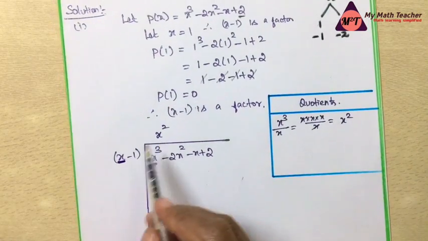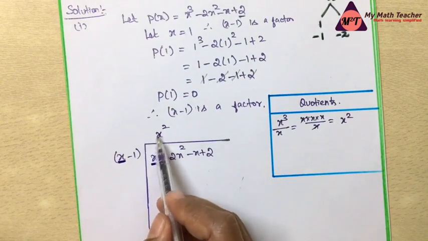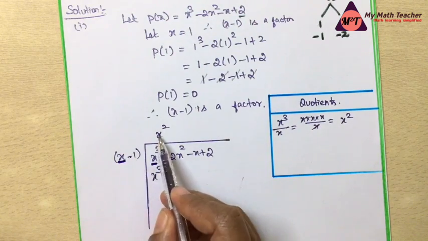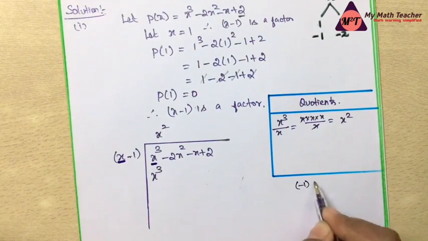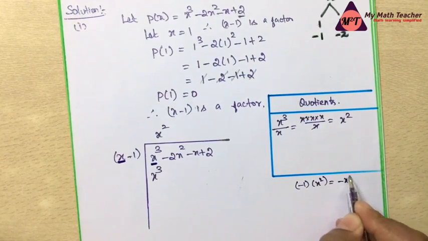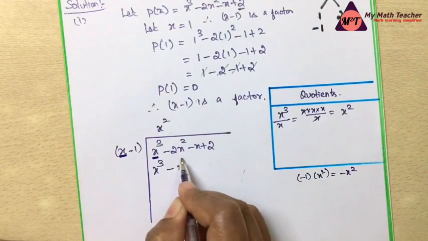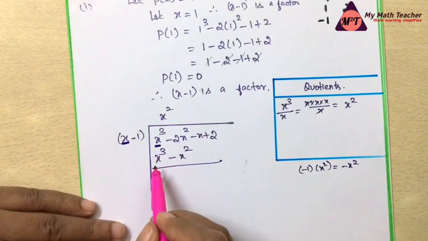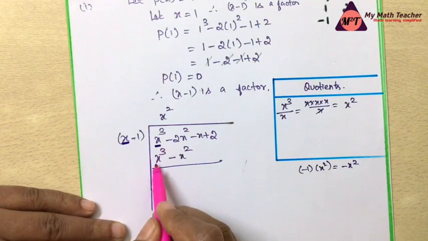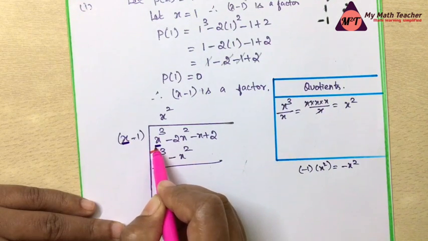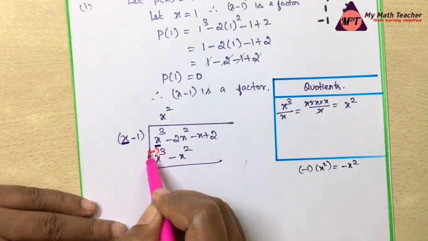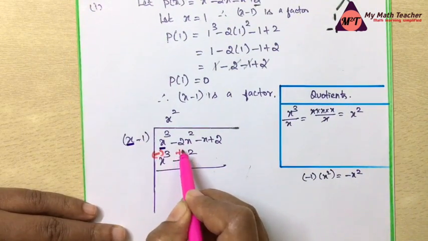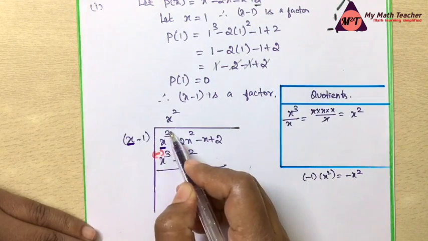Now multiply one by one. X into x square, it is x cube. Now minus 1 into x square gives us minus x square. Here we are writing minus x square. Now we are going to subtract as we do in the division. To subtract it, just change the sign. So x cube, it is positive, change the sign to negative. Now it is negative, change the sign to positive. X cube minus x cube, it is 0.